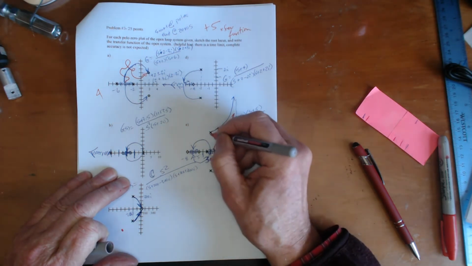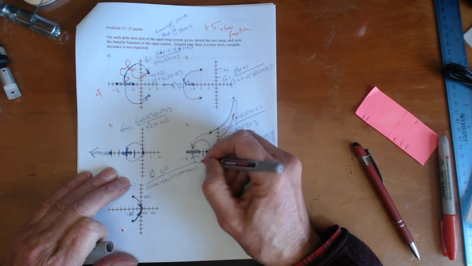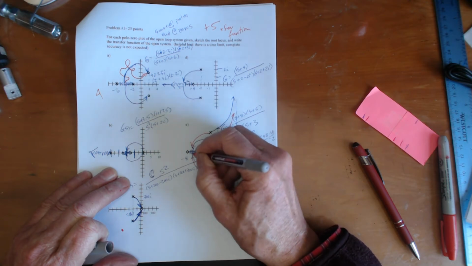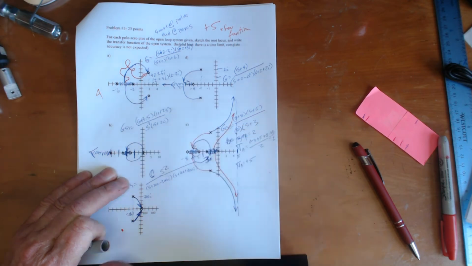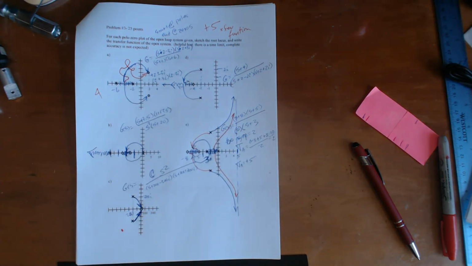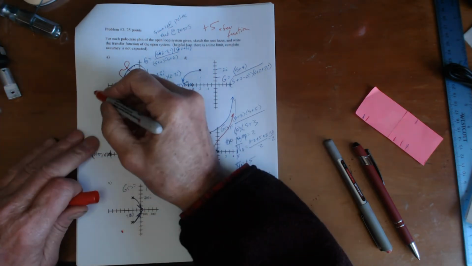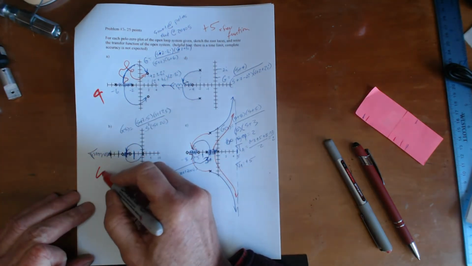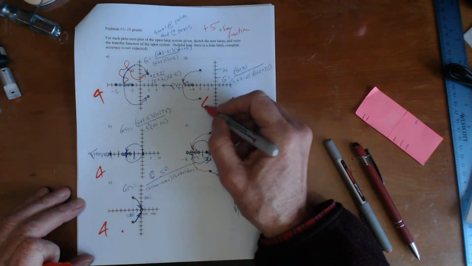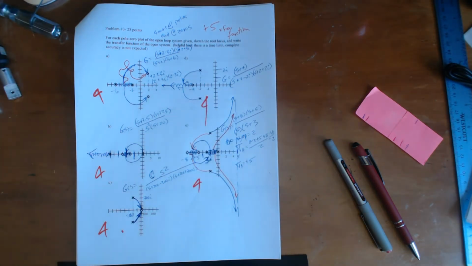And these two come in and go towards the finite zeros. So either one of those would be fine. And again, the way I'd be grading this is I'd be giving you 4 points. If you did all the things right, I give you 4 points. That's 25.